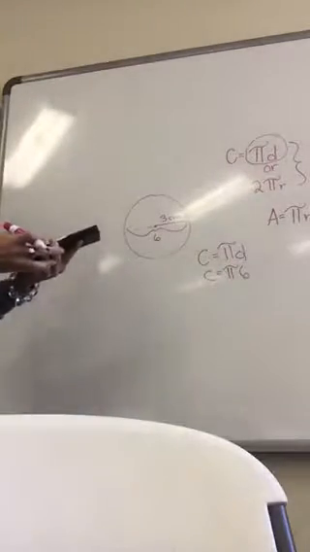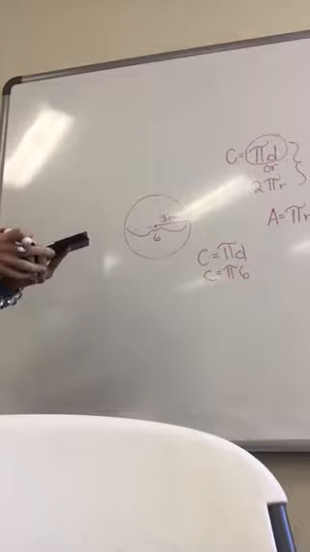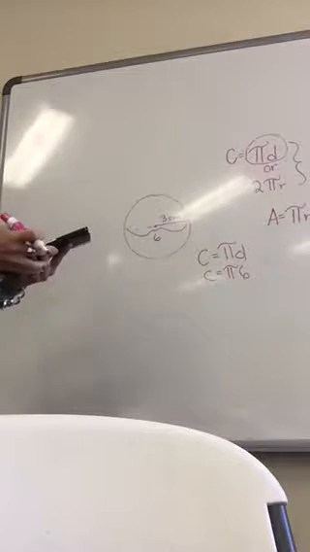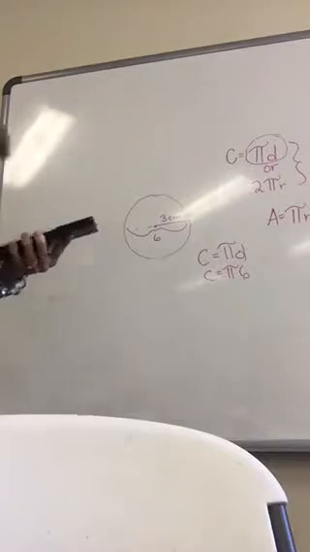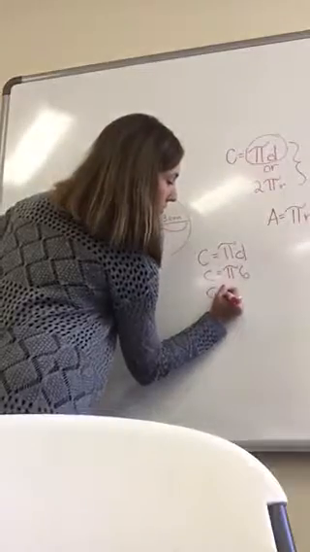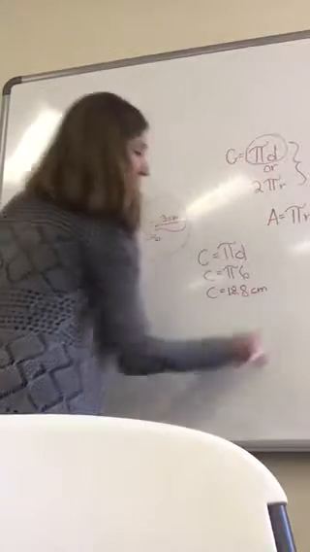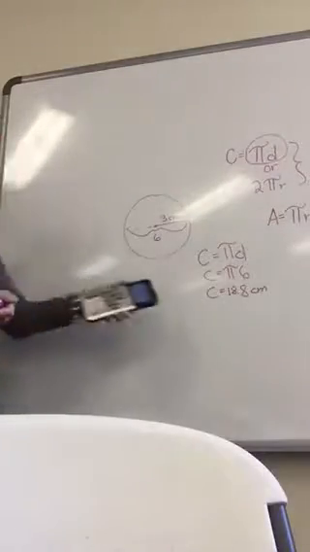I would do the math on the calculator. I would say 6, and then the button for pi. And the answer should be 18.8. Circumference equals 18.8. This is distance around, not area, so the answer is simply centimeters.